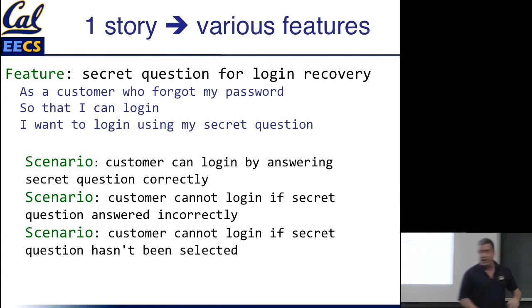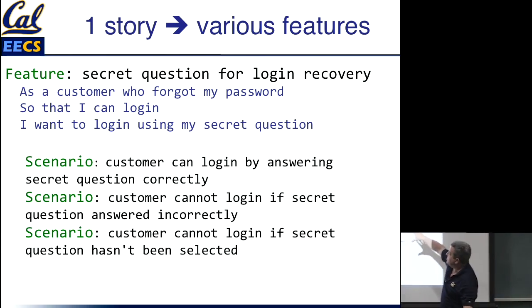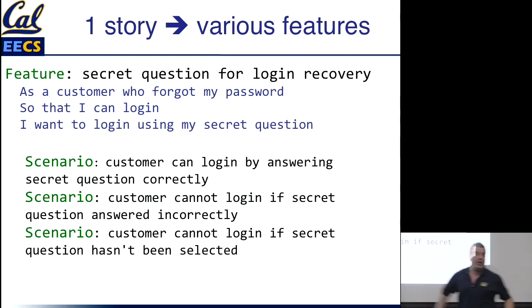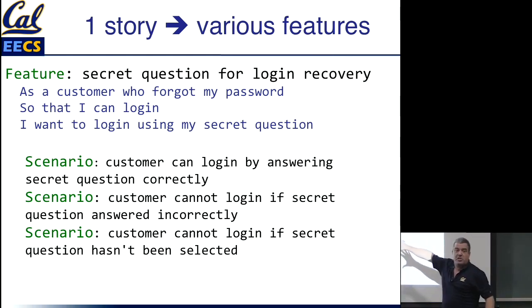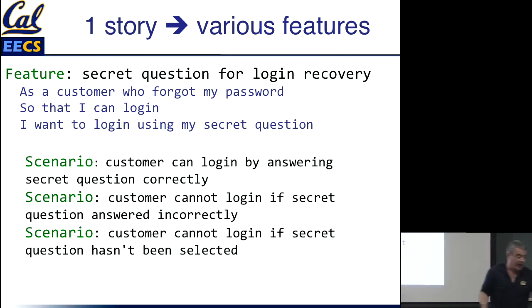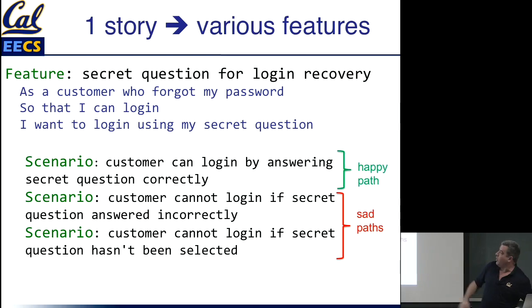And in fact, even here, we haven't gone far enough, because this just talks about if they have or don't have a secret question, then maybe these are the scenarios. But we haven't even talked about how they could get a secret question. So there's that. That has to become, oh, by the way, happy paths, sad paths, right?